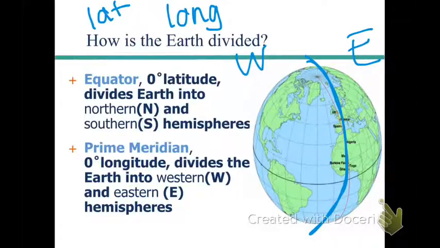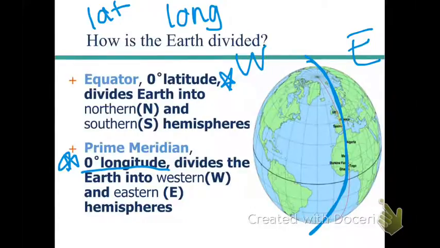So, equator, 0 degrees latitude, you do need to know that part, that's very important. It divides the earth into the northern and southern hemispheres. Prime meridian, 0 degrees longitude. Make sure again that you do know that. And it divides the earth into the eastern and the western hemispheres.